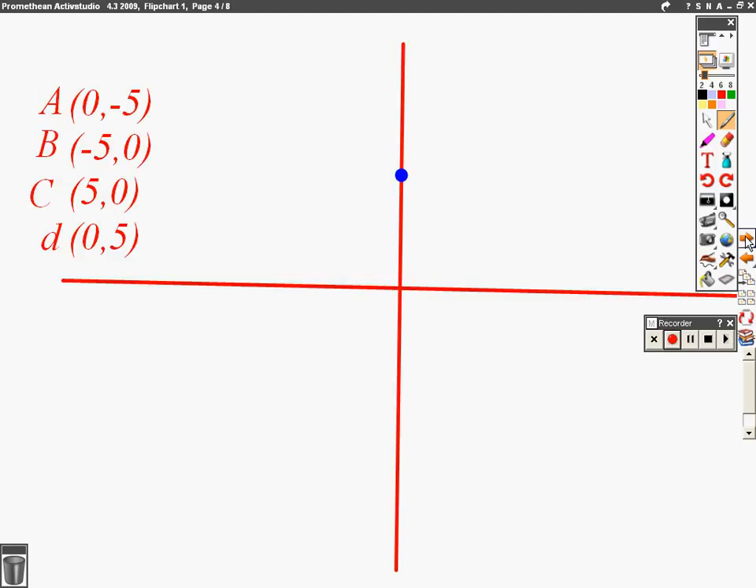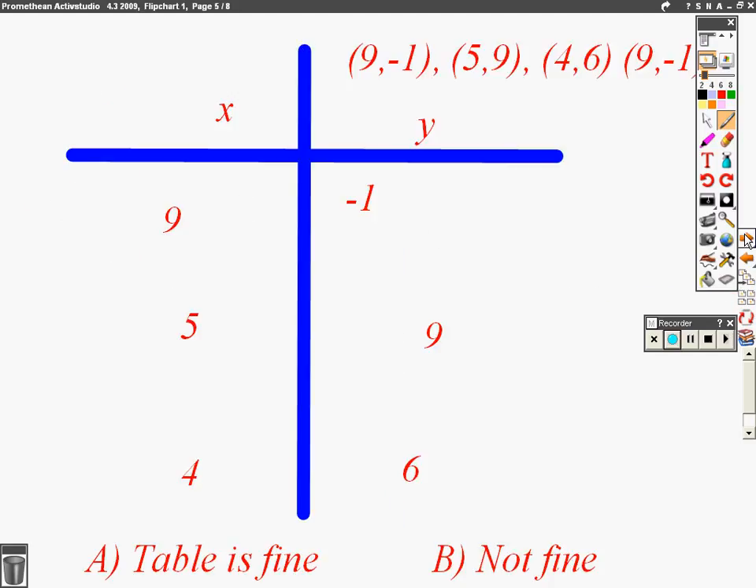Next thing, make sure when you graph, you remember that it's always x comma y. The x is going to tell you whether you move left or right. The y is going to tell you if you move up or down. So for this point right here, you always start at the origin. You don't move left or right, you just go up 5. So that's why it's (0, 5).